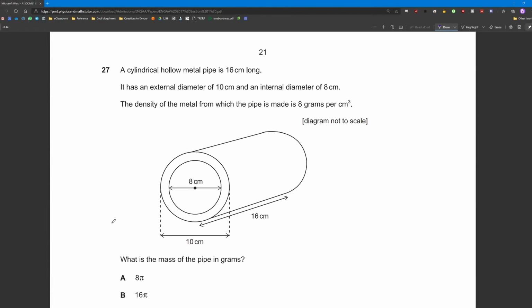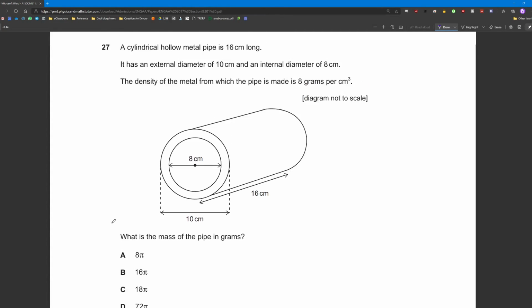A cylindrical hollow metal pipe is 16 centimeters long. It has an external diameter of 10 centimeters and an internal diameter of 8 centimeters. The density of the metal from which the pipe is made is 8 grams per cm cubed. What is the mass of the pipe?